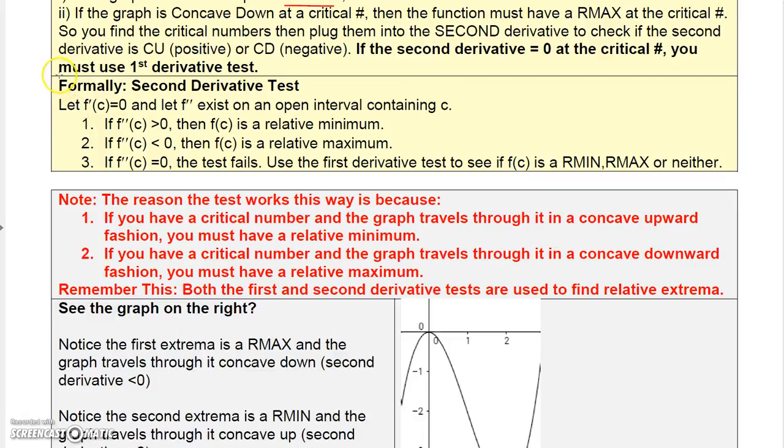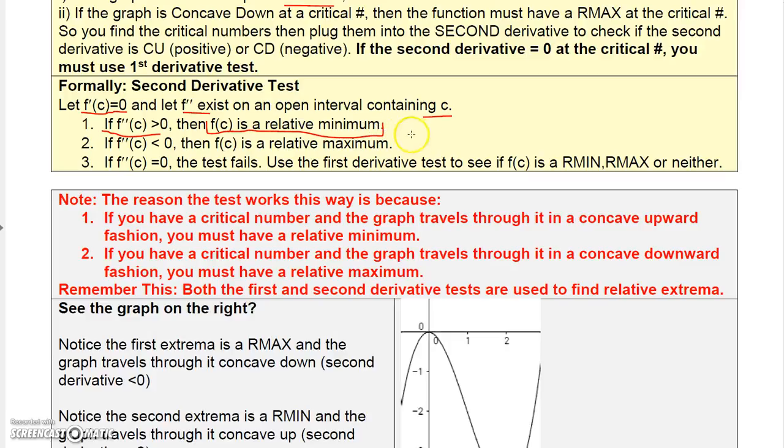So here's the formal second derivative test. Let's say that the first derivative of c is 0. Now that just means that c is a critical number for the function. And let's say the second derivative exists on some open interval that contains c. Now, if the second derivative is positive, and this is where it gets a little crazy, when the second derivative is positive, f of c is a relative minimum.